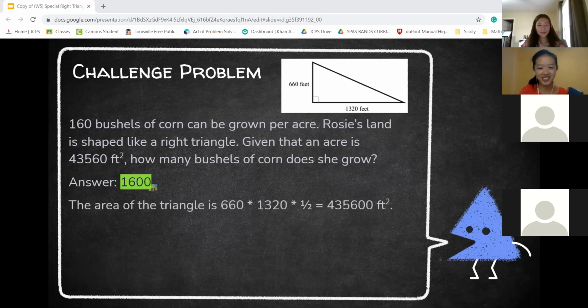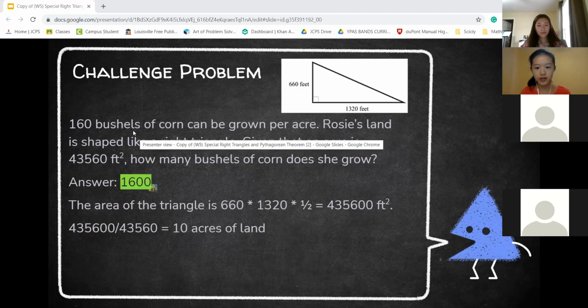So first we need to find the area of this triangle, because just to reiterate, it says that you can grow 160 bushels of corn per acre, and an acre is 43,560 feet. So we need to find the total area of the triangle and then divide by 43,560 feet to get the number of acres. Then we multiply the number of acres by the 160 bushels of corn to find the total amount.